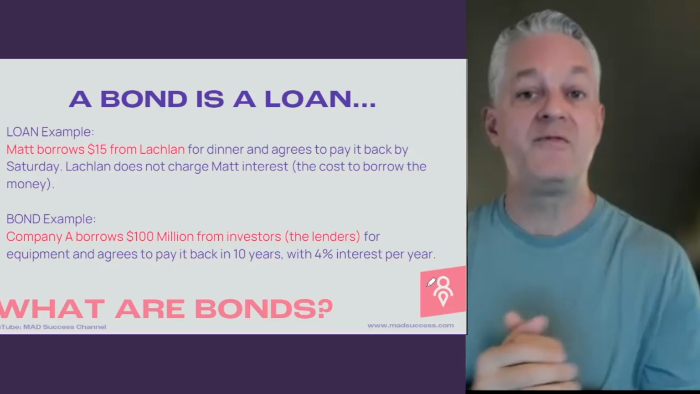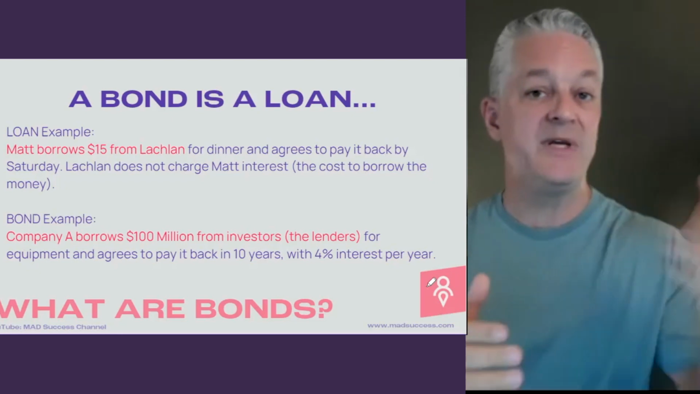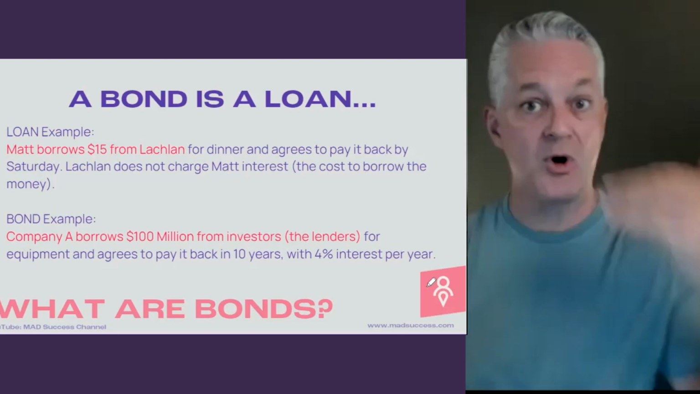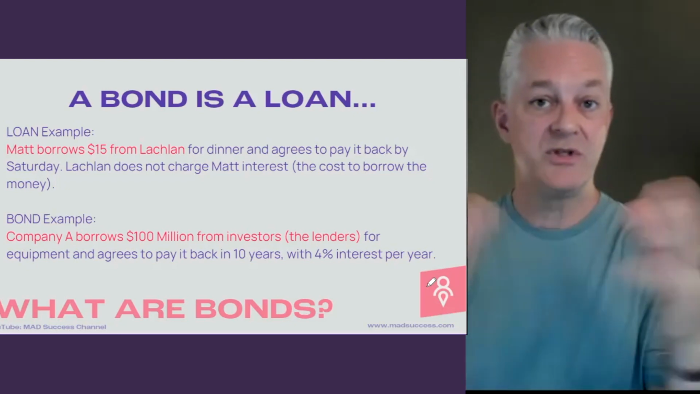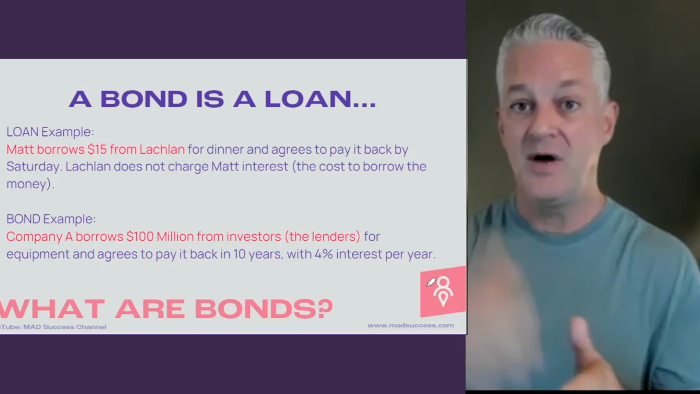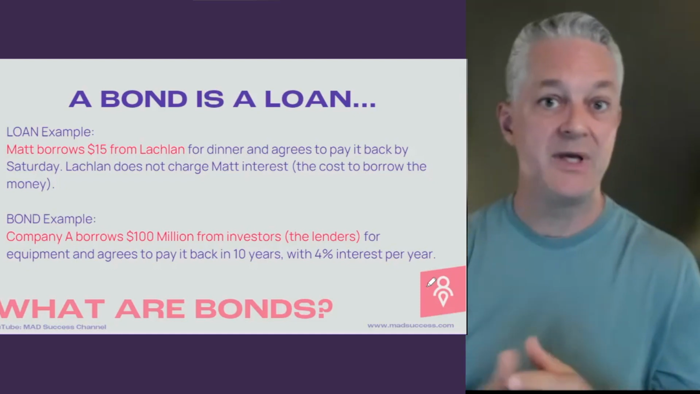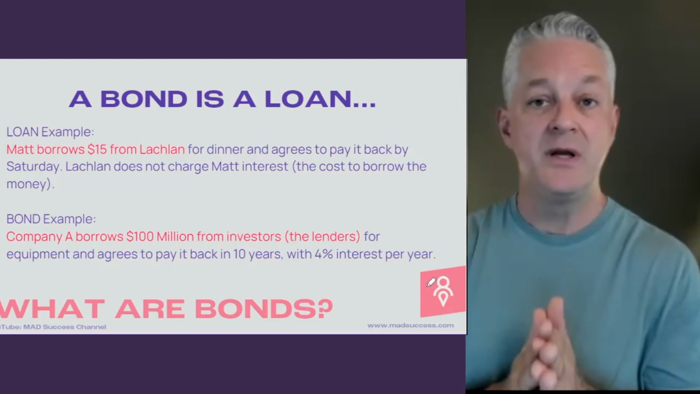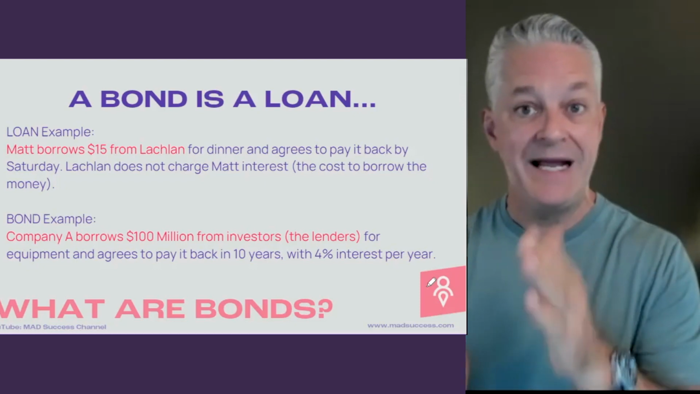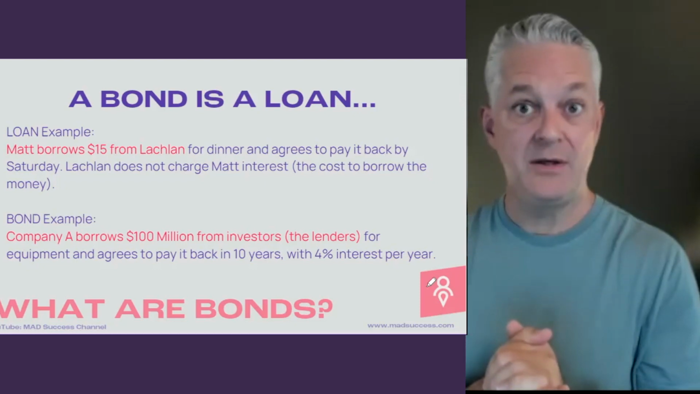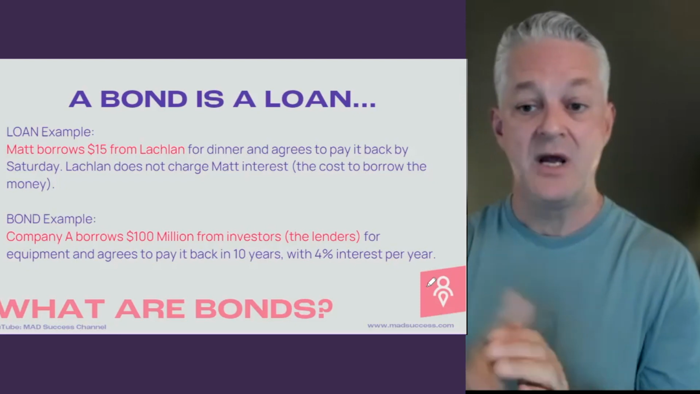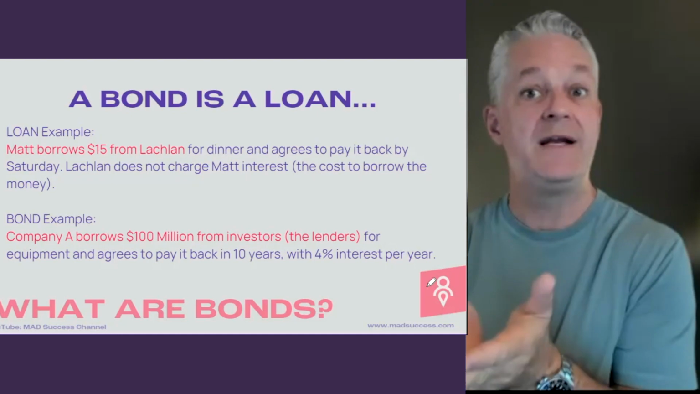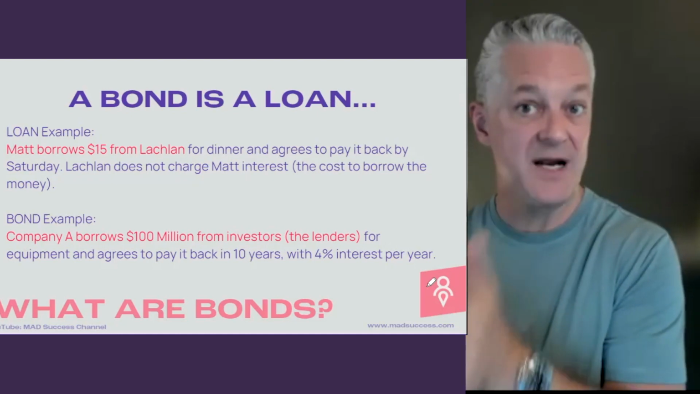And so the same for a bond example, the company's borrowing money. So just like Matt borrowed $15, the company's now borrowing $100 million, which is quite common in the bond market. Often they're borrowing 500 million or $1 billion, big numbers. This is a 10-year bond. They're borrowing the money for 10 years and they're going to pay 4% interest. So that's what the current rate is in the market for US government bonds.